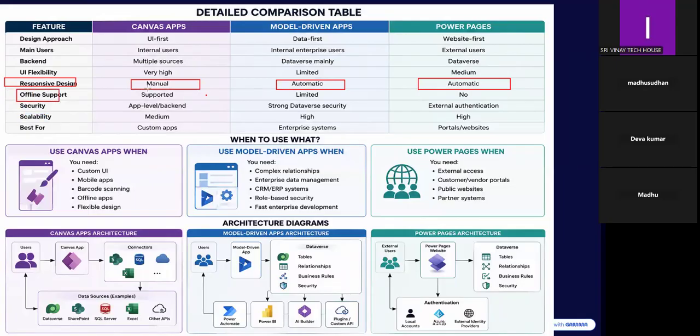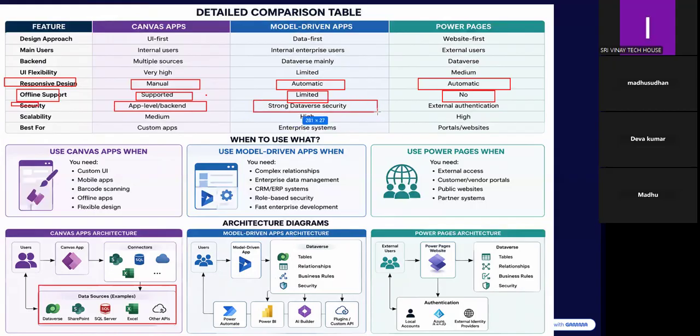Offline support, definitely Canvas will support, model-driven app will not support much, and Power Pages will not support at all. Security, basically, coming to Canvas app, it is app level or else backend. Backend is nothing but Dataverse or SharePoint. If you have created any security at Dataverse level or SharePoint level, that will automatically be applicable to Canvas app. For model-driven apps, if you want to apply security, you need to rely on Dataverse security. For Power Pages, external authentication is needed, such as Azure AD and other authentications.